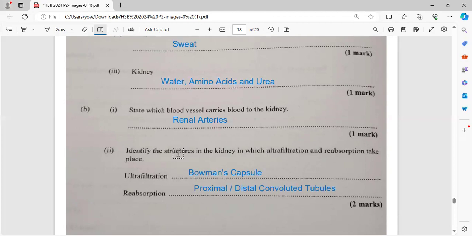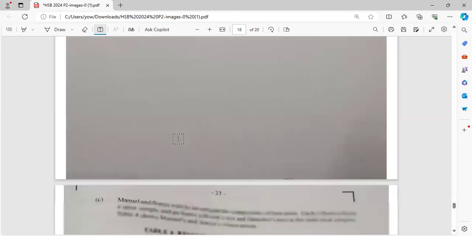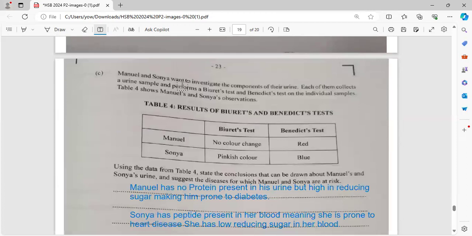Then reabsorption takes place in most of the nephron, so the proximal or distal convoluted tubules would be accepted. Answers either or would be fine. All right. Next, Manuel and Sonia went to investigate the components of their urine. Each of them collected a urine sample and performed a Biuret test and a Benedict's test on the individual sample. Table 4 shows Manuel and Sonia's observations.